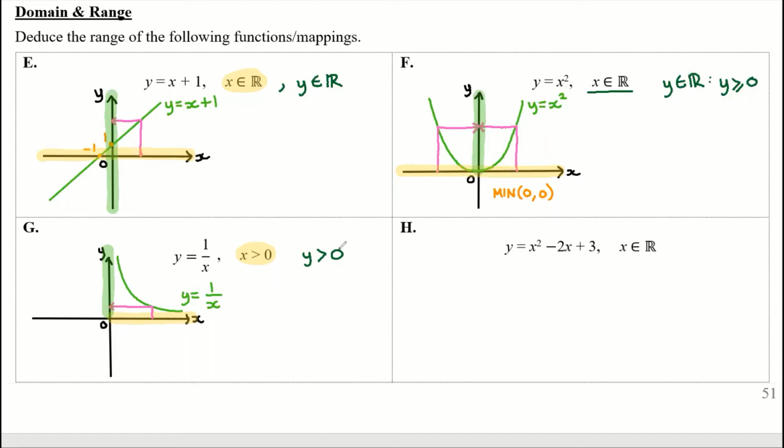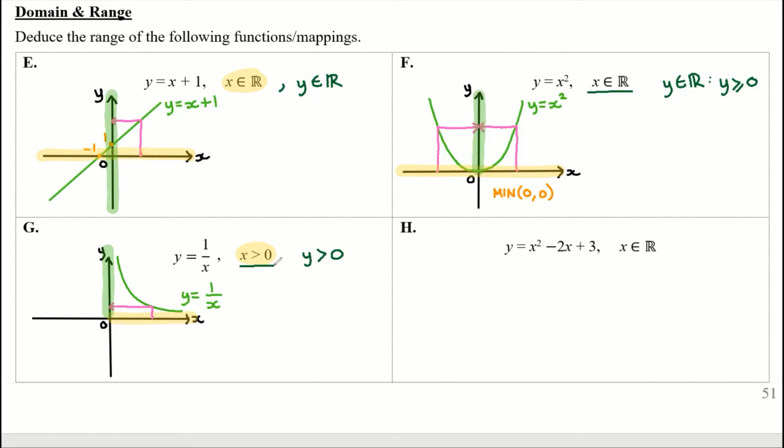Also notice, of course, that I've not specified that y has to be a real number. It's not specified here in the domain. So again, I don't have to specify that in the range. It's implicit in the context of the question what is meant. Okay, so I hope that makes sense. So all positive real numbers for the range for part G.